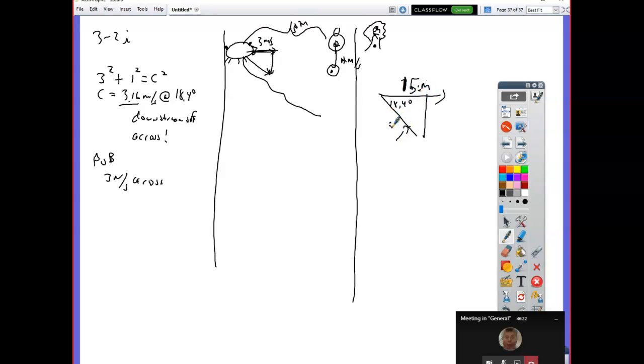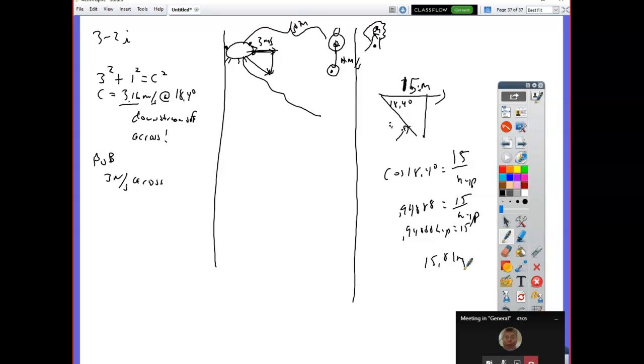Adjacent, hypotenuse, yeah. Cosine of 18.4 degrees equals 15 over the hypotenuse, right? On my handy dandy calculator, cosine of 18.4 degrees, and then I get 0.94888 equals 15 over the hypotenuse. Multiply both sides by the hypotenuse, I get 0.94888 times hypotenuse equals 15. So 15 divided by that gives me 15.81 meters.